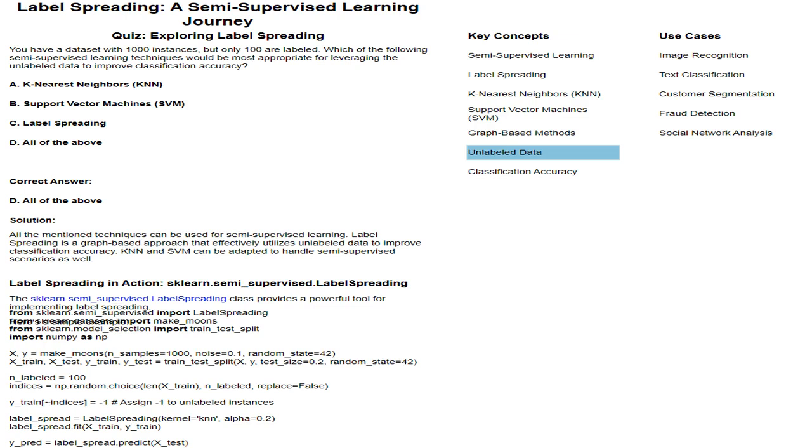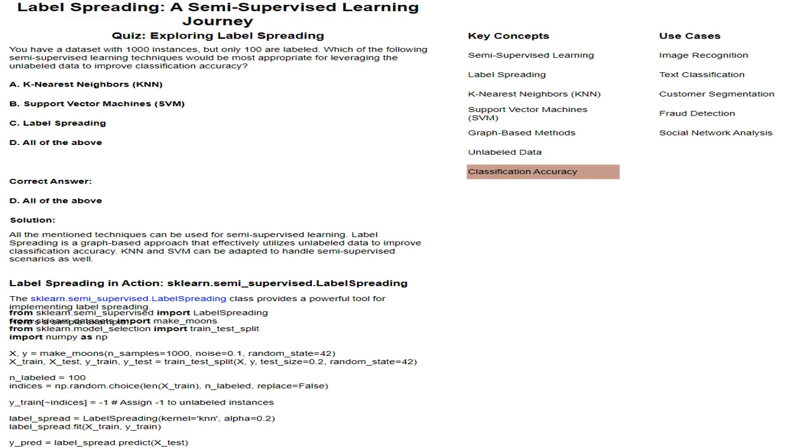Image recognition. A large dataset of unlabeled images can be used to enhance the training of image recognition models, allowing the model to learn more robust features and improve its ability to recognize different objects and scenes. Text classification. Unlabeled text data can be used to improve the accuracy of text classification models by providing additional context and information that can be used to refine the model's decision boundaries. Customer segmentation. Unlabeled customer data can be valuable for improving customer segmentation models by providing insights into the characteristics and behaviors of different customer groups.